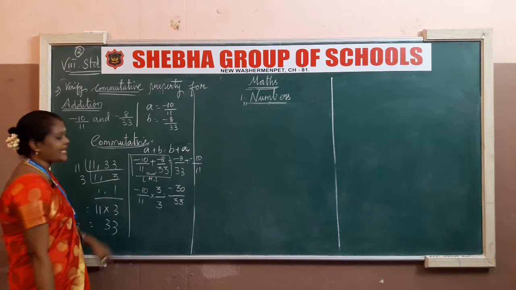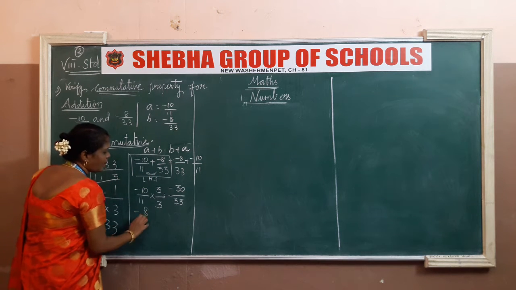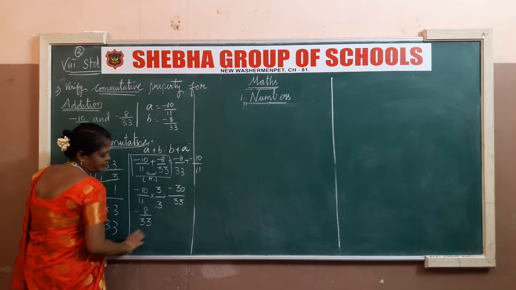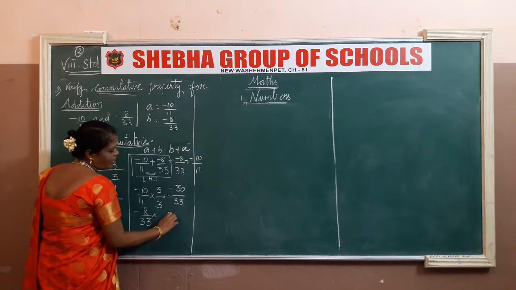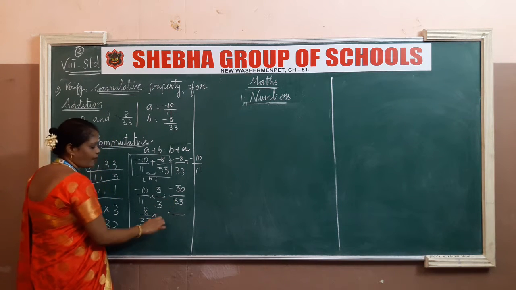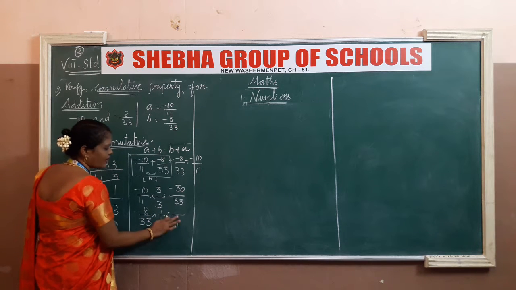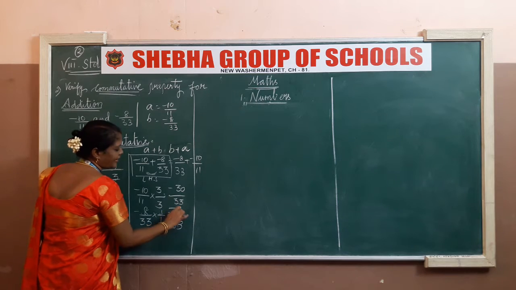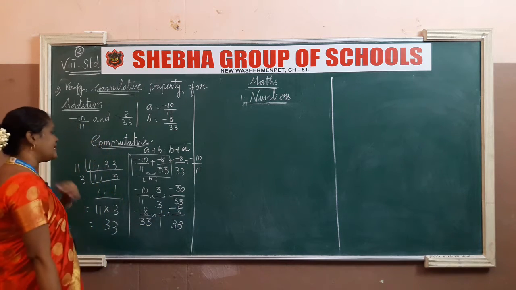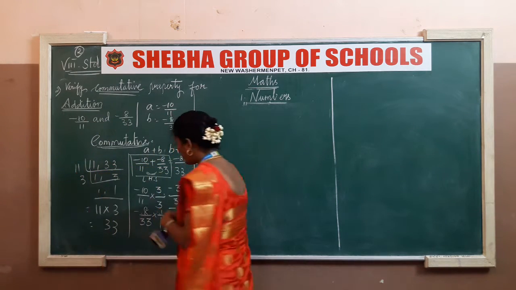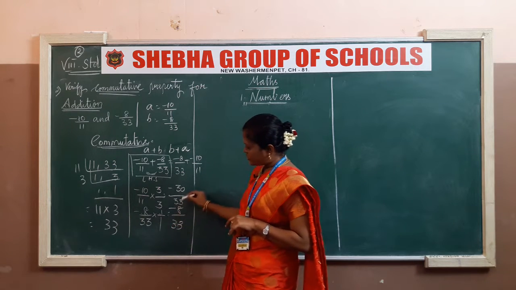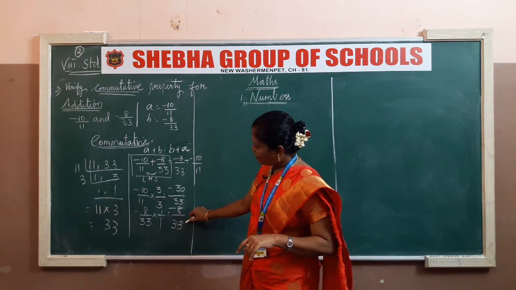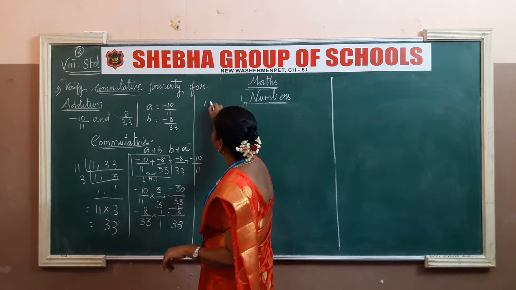Now I am moving to the second one. What is our second one? Minus 8 by 33. Okay, the same thing here, already having 33. So no problem, just multiply by the number 1. So 1 33 is 33, 1 8 is 8, and we have minus 8. Okay, children, so here are our two values, this is our first value, this is our second value in left hand side.